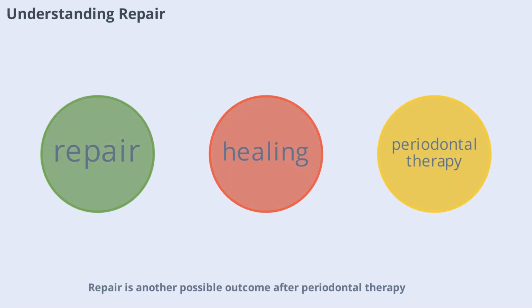Repair is another possible outcome after periodontal therapy. Unlike regeneration, repair involves healing of the tissues without fully restoring the original architecture or function. The tissues close up and the area stabilizes, but the specialized structures that were lost, like the periodontal ligament or bone, are not completely rebuilt. Repair is still a positive outcome, as it helps protect the tooth and surrounding tissues, but it doesn't offer the same long-term benefits as true regeneration.